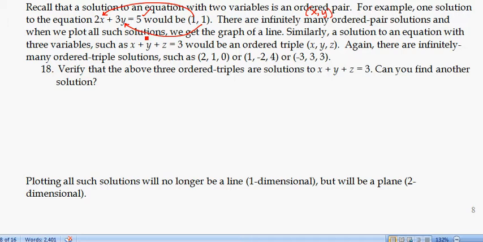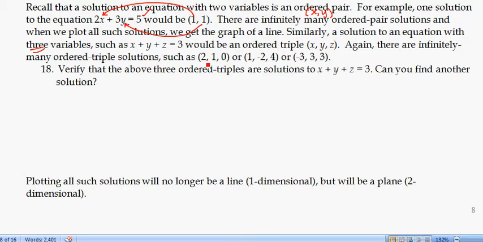And when we plot all such solutions, we get the graph of a line, right? There was a whole video about this earlier in the course, where plotting all of the solutions is our visual way of understanding what it means to be a solution, what it means to satisfy the equation. Okay, but what we're going to do is move everything up a dimension. So if we now have an equation with three variables, x + y + z = 3, the solution would be an ordered triple (x, y, z). So any three numbers that make this equation true would be an ordered triple solution.